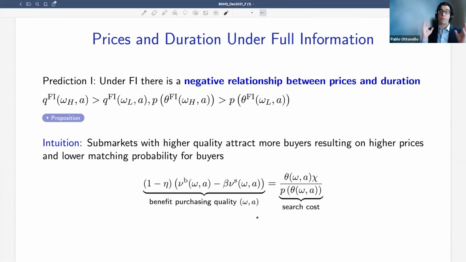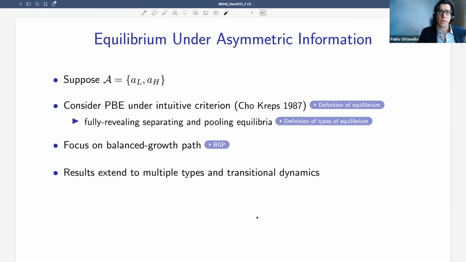Pierre, this is what I was telling you. The first prediction is that the price under full information is higher for units of higher capital quality, and the probability of matching is also higher for units of higher quality. The intuition is that markets of higher quality attract more buyers, resulting in higher prices and lower matching probability for buyers. All right. Now let's go to the equilibrium under asymmetric information.